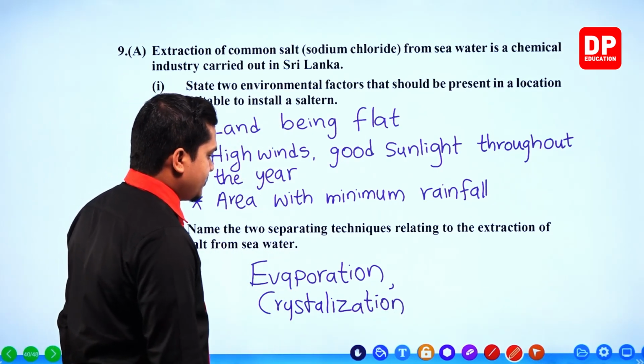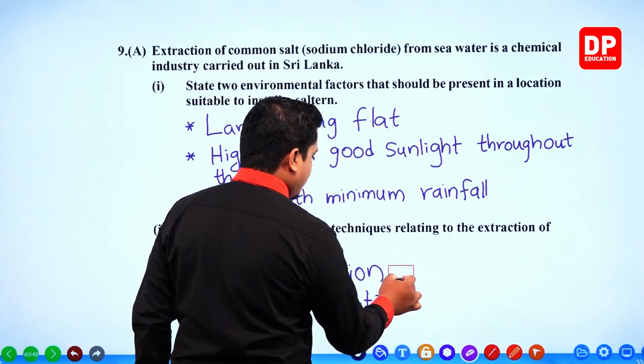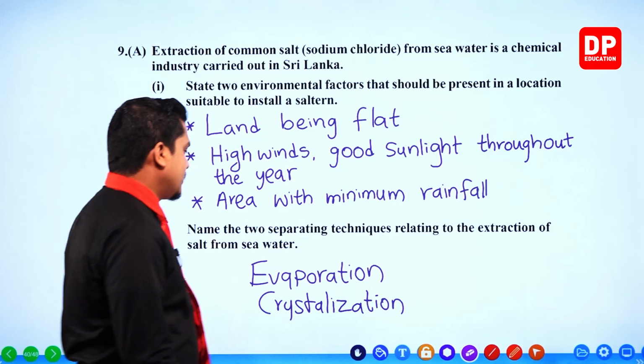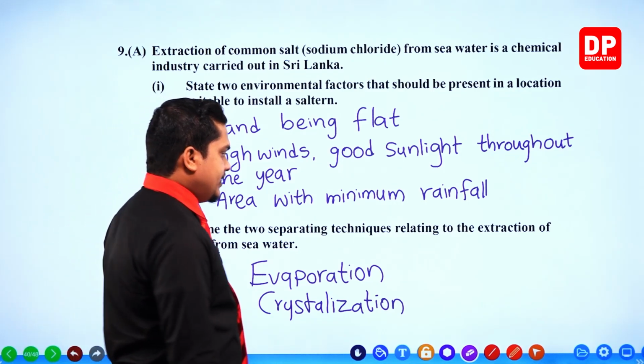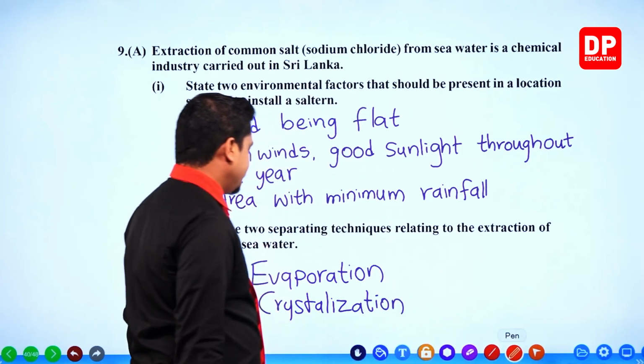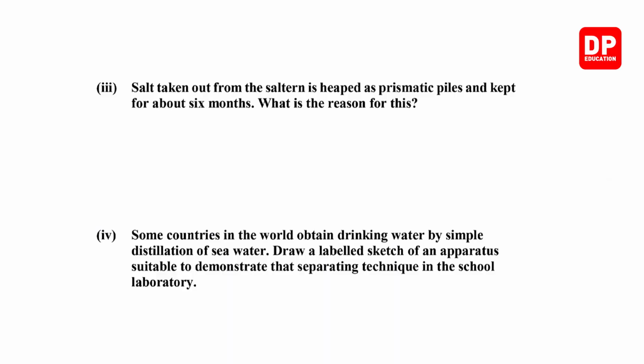Crystallization, right? Crystallization. So these are the two methods, crystallization and evaporation, right? Okay, then the next question. Salt taken out from the saltern is heaped into prismatic piles and kept for about 6 months. What is the reason for it?